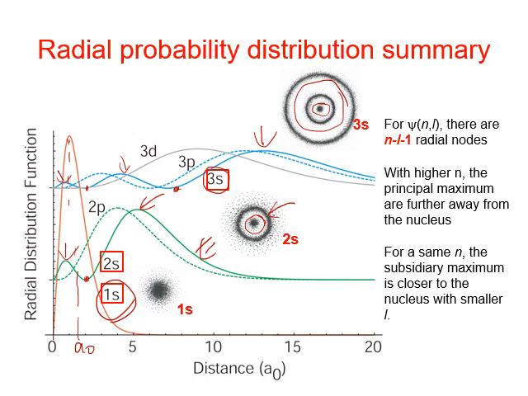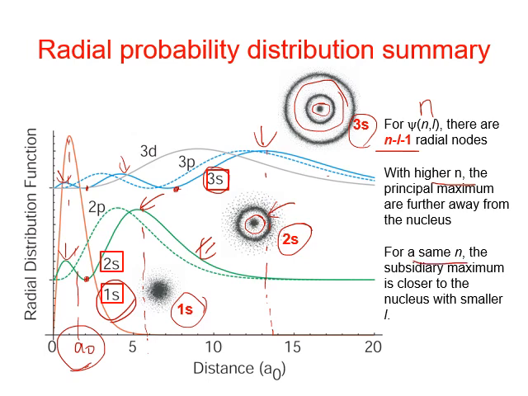And so, in general, for a wave function with principal quantum number n, there are n minus L minus 1 radial nodes, as we already mentioned before. When you increase the quantum number n, for example, from 1s to 2s to 3s, the principal maximum is further away from the nucleus. For the 1s orbital, the maximum probability is at a naught. For the 2s orbital, it is right here, about 6 a naught. For 3s, it is about 13 or 14 a naught. So the distance of the maximum probability location increases.